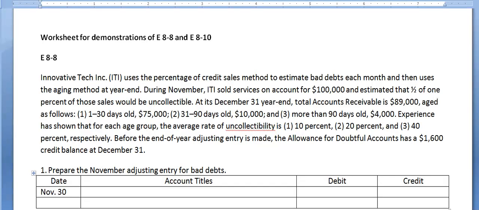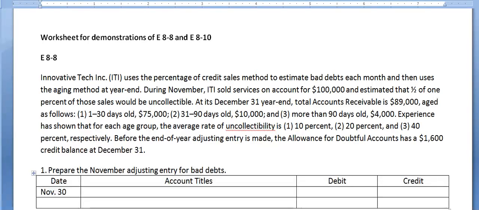Now, there are two ways to estimate the amount that we're going to use in the year-end adjusting entry to match the bad debt expense against the same period that the credit sales occurred, and also to make sure that the receivables are stated at their correct amount, the amount we expect to receive. So let's look at problem E8-8, and we'll learn both methods of estimating bad debt expense.